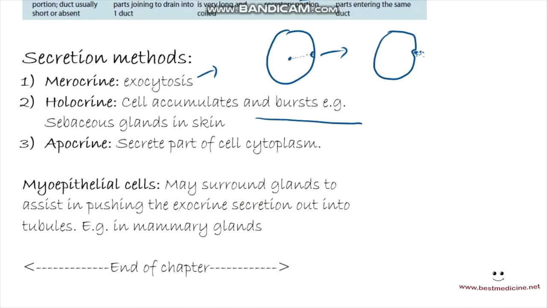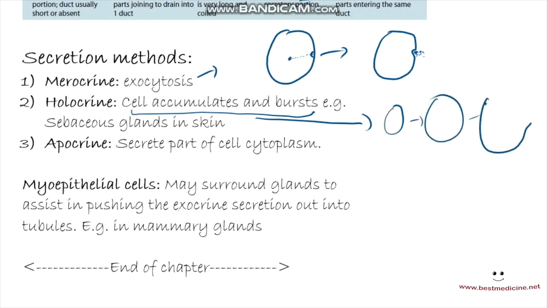What is holocrine secretion? Holocrine secretion is when a cell would accumulate and burst, actually. So a cell would get bigger and bigger until it completely bursts open and releases its contents. It results in the death of the cell, but a release of the contents that it's secreting. An example of this is the sebaceous glands in the skin, which we'll study later on. These are usually associated with hair follicles. And the last one is apocrine, which basically secretes part of the cell cytoplasm.